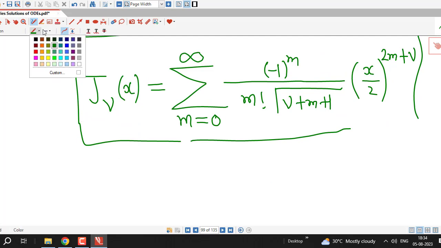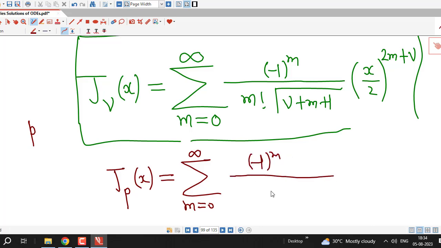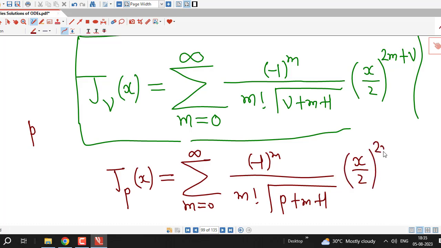Some authors use another symbol instead of nu. They write p also. So that is also valid. It is just a matter of notation. If you wish, you can write in terms of small p also. Just replace nu by small p. Minus 1 raised to m divided by m factorial gamma p plus m plus 1, x divided by 2 raised to 2m plus p. This is called Bessel's function of order p, or this is called Bessel's function of order nu.